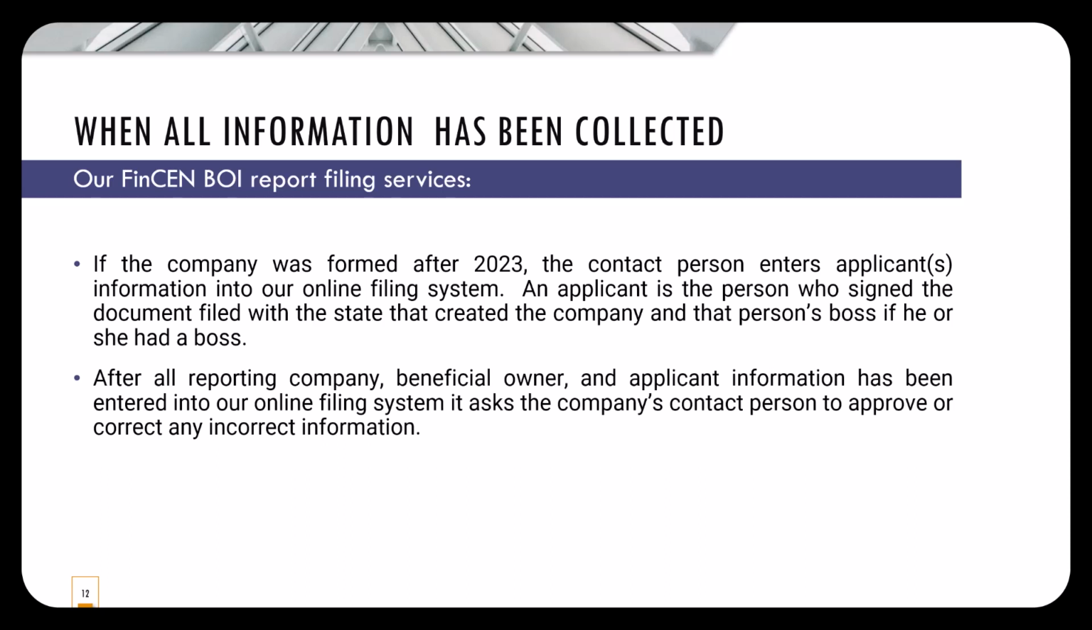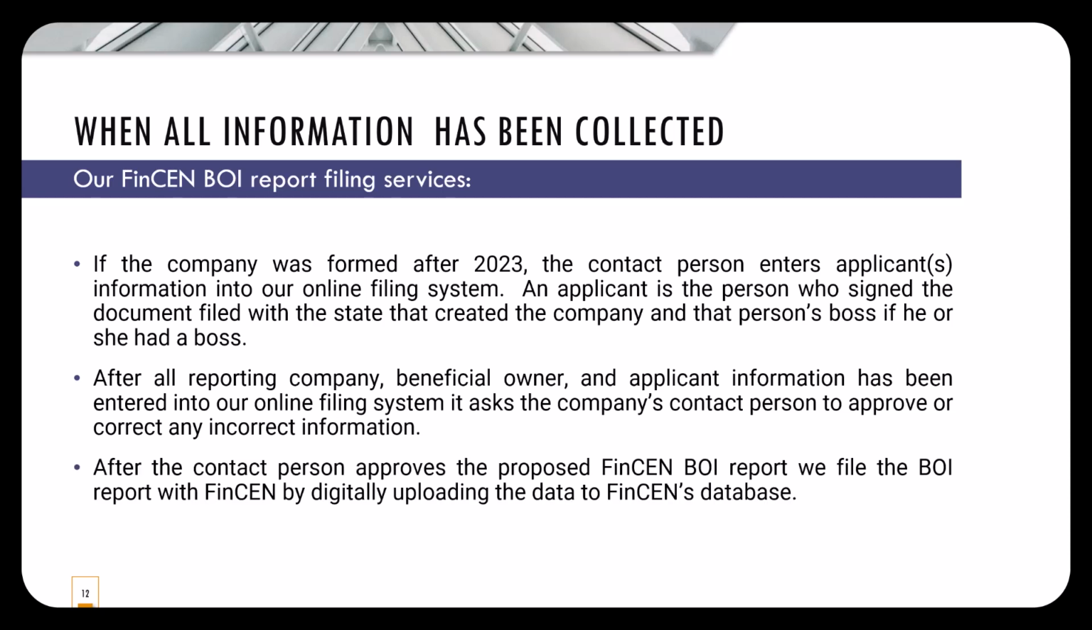After all reporting company, beneficial owner, and applicant information has been entered into our online filing system, it asks the company's contact person to approve or correct any incorrect information. After the contact person approves the proposed FinCEN BOI report, we file the BOI report with FinCEN by digitally uploading the data to FinCEN's database. We then email a copy of the filed report to the company's contact person, and our services are done.